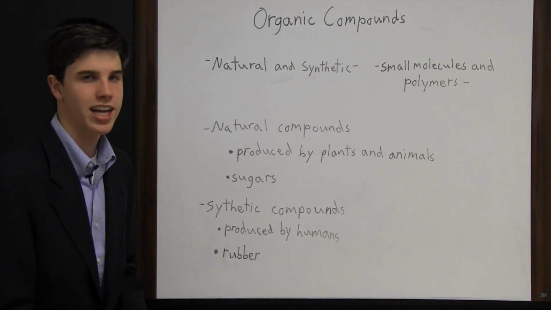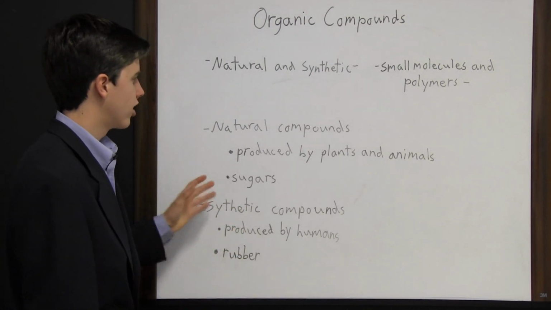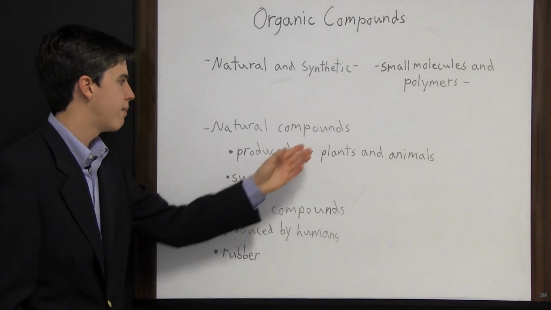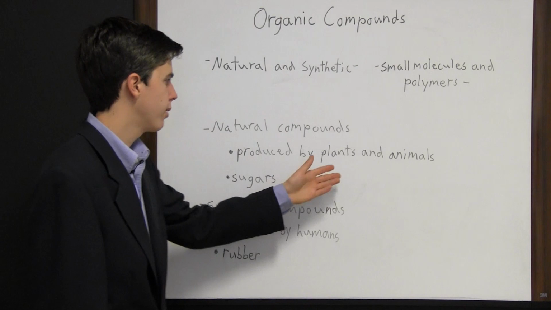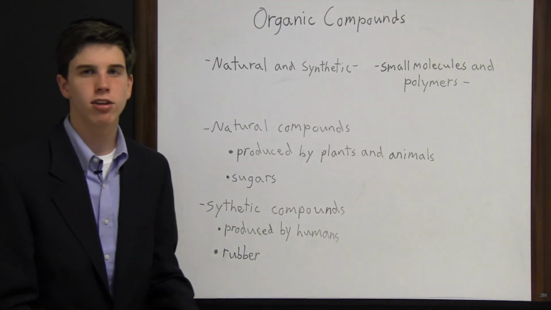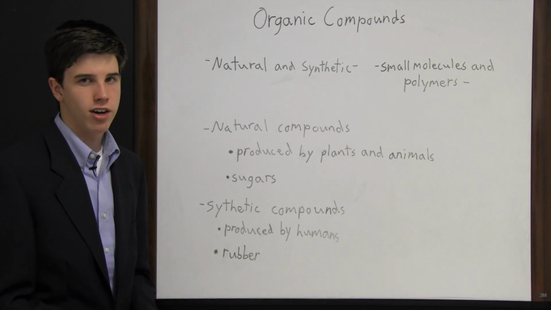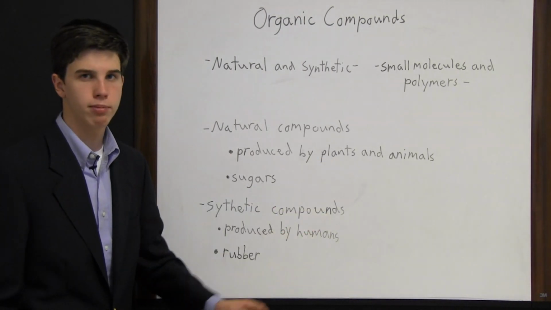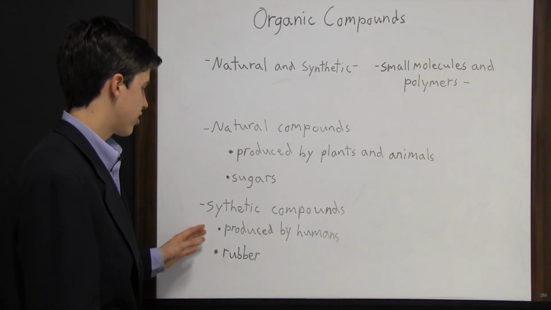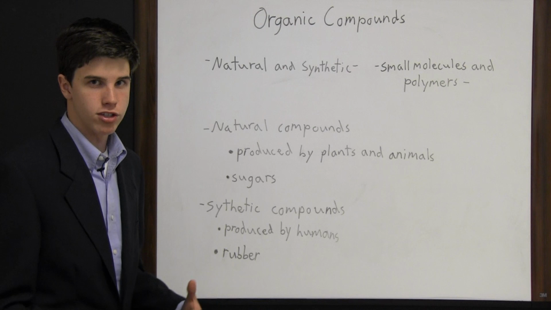In this case, we're going to take a look at the first classification system. Natural compounds are just what the name implies, compounds that can be found naturally in nature. These natural compounds are produced by plants and animals, and humans take those compounds and use them for their own use. Sugar is a great example of a natural compound because it's naturally occurring in nature, produced by plants. Synthetic compounds are produced by humans, and humans produce them and then use them for their own use.